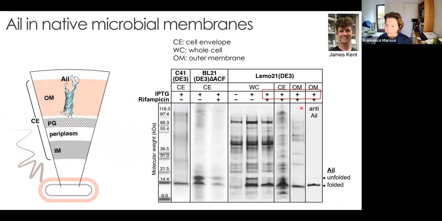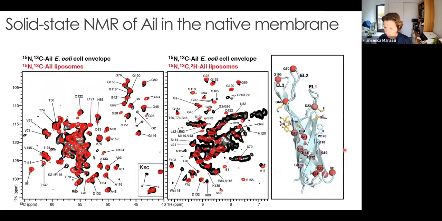So with this type of sample, James could then acquire solid-state NMR spectra effectively of the protein incorporated in this native environment. Okay, so you just take the cell envelopes, pack them in the MAS rotor, and these spectra are now comparing the data from the E. coli cell envelope in black and those that we obtained with liposomes. And again, nitrogen-carbon correlation, proton-nitrogen correlation spectra right here.